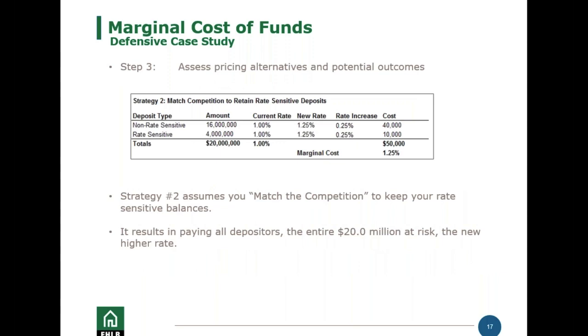What about strategy 2? Let's just check to see if you match the competition and pay up to 125, and see what this will cost your institution. Well, it's quite simple math, quite frankly. If you pay everyone the higher rate on the $20 million of balances at risk, the marginal cost is simply 1.25%. You can clearly see that paying up to match the competition is a much more expensive solution than just standing pat and letting your rate-sensitive depositors leave your institution. In this case, it's almost 2 times more expensive.